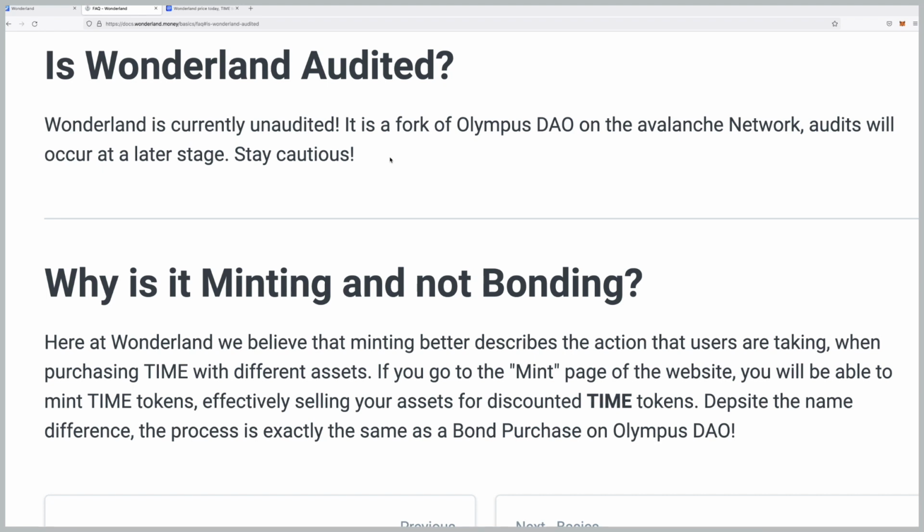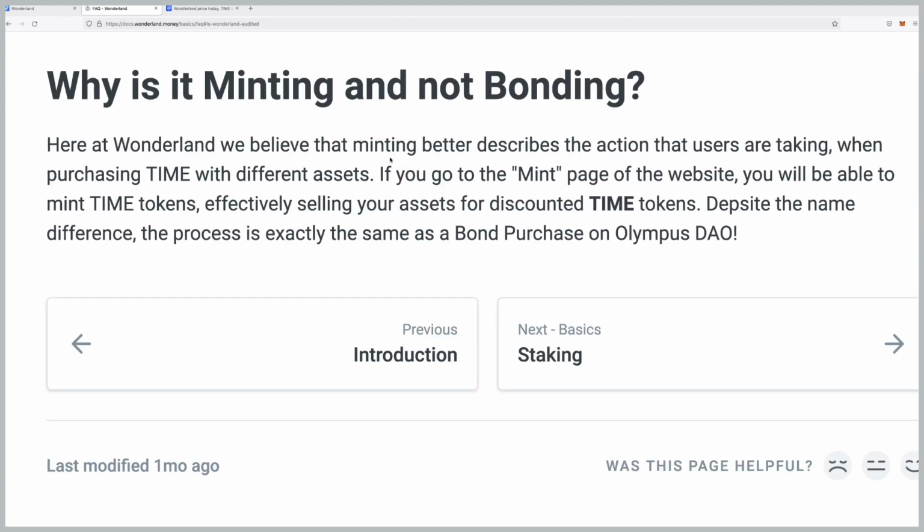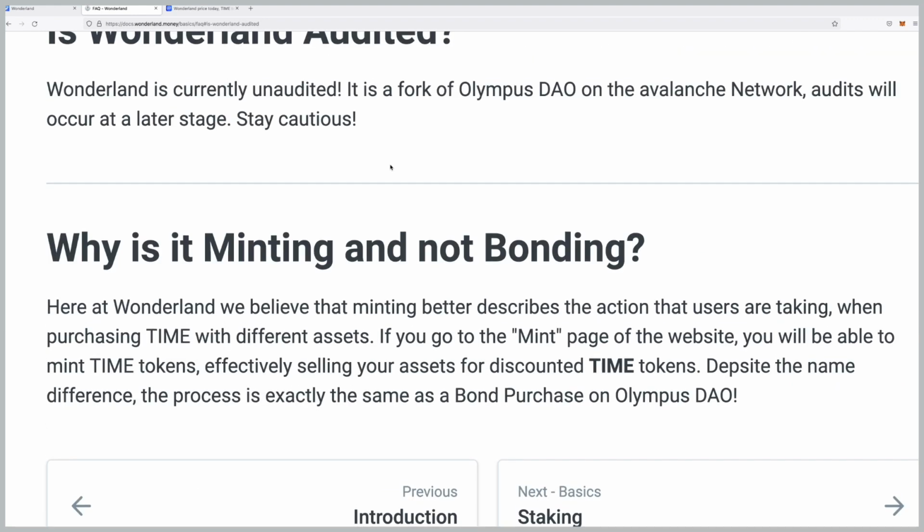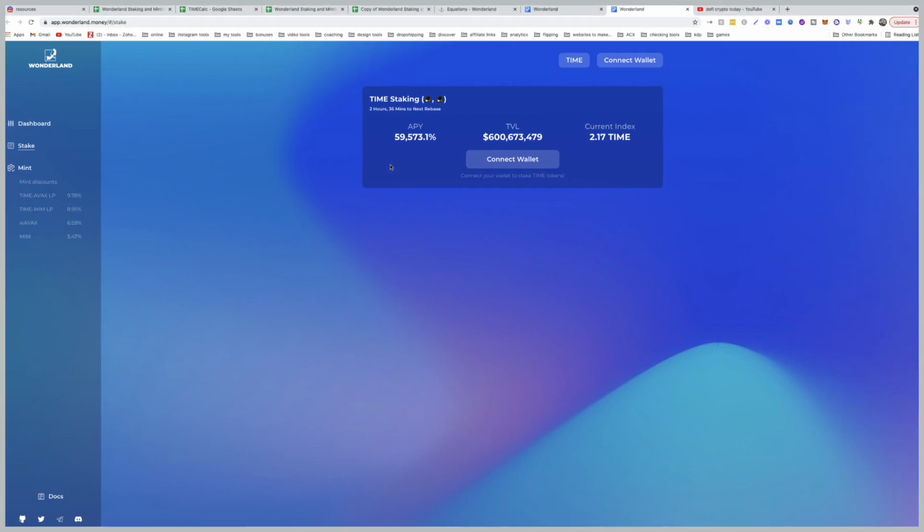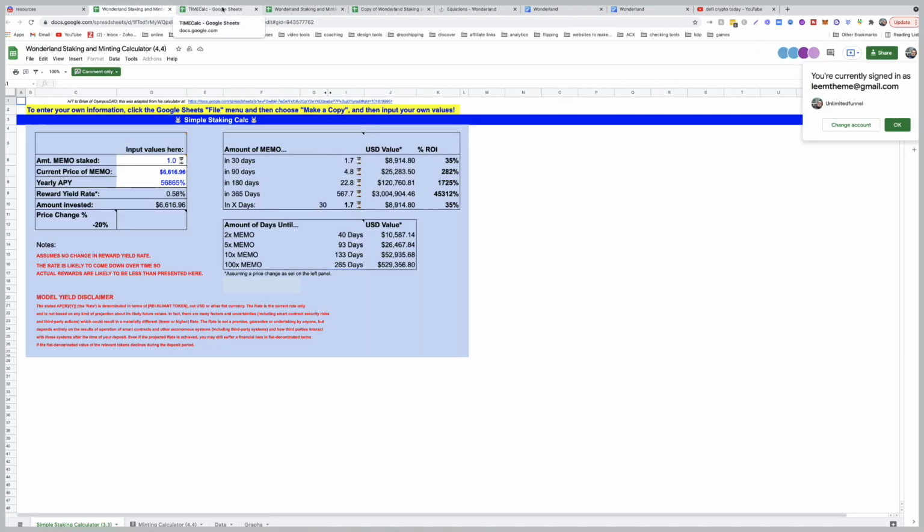So make sure you do your own research and check everything, because this is not financial advice. I'm not a financial advisor. This is just for educational purposes only. But something to note is that this project is created by a guy called Danny, and he is well known in the DeFi space, and a lot of people love him and know him. So I'm not so worried about the audit as for now.